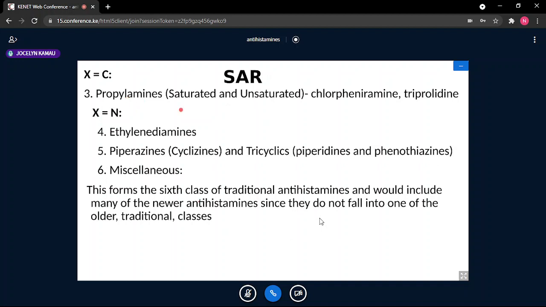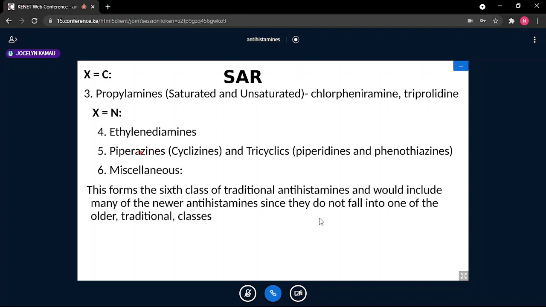Then you have the propylamines, which again, as I had said, can be further subdivided into saturated and unsaturated. For the saturated, you have chlorpheniramine. For the unsaturated, you have triprolidine. Those are just some of the examples. There are many, as I'd already given you. So chlorpheniramine for the saturated, triprolidine for the unsaturated. That is when X is a carbon. X can be a nitrogen, and when X is a nitrogen, you can have the ethylenediamines. And again, we gave quite a number of examples.